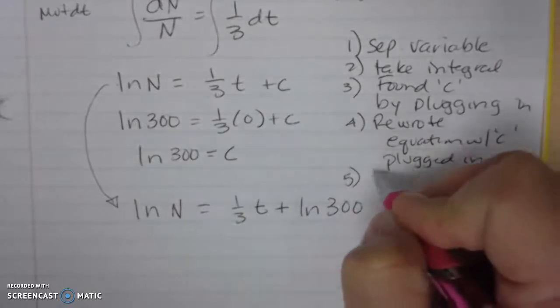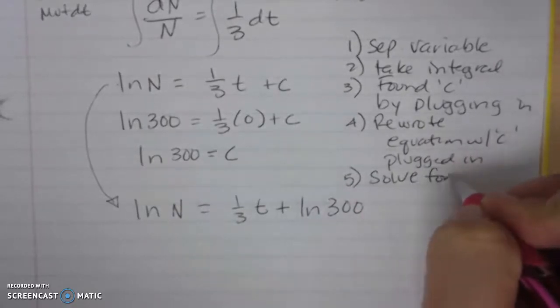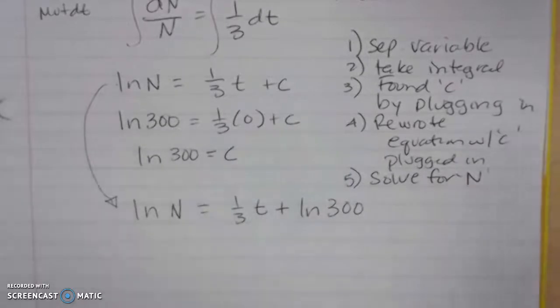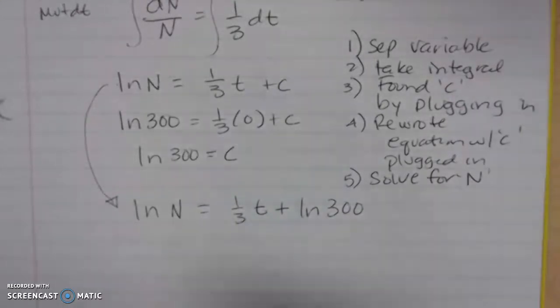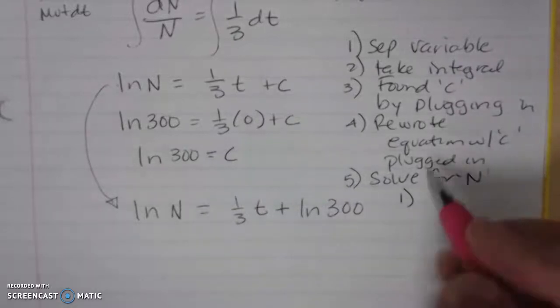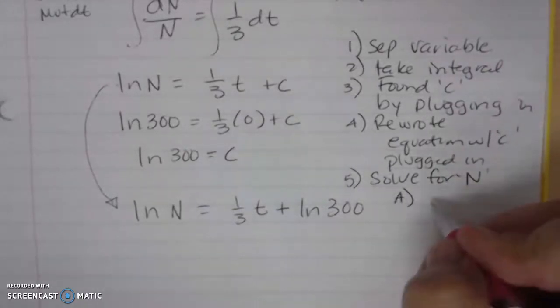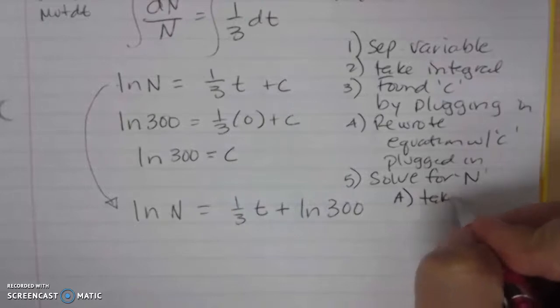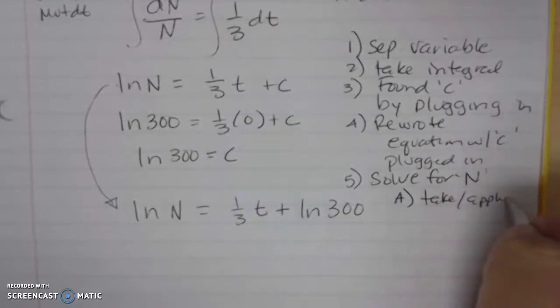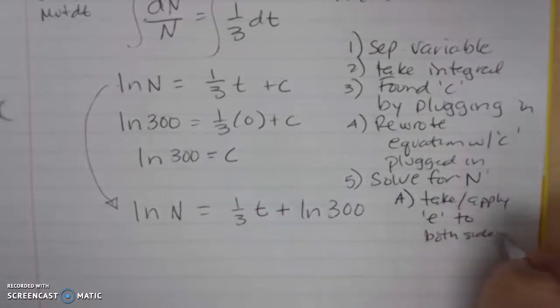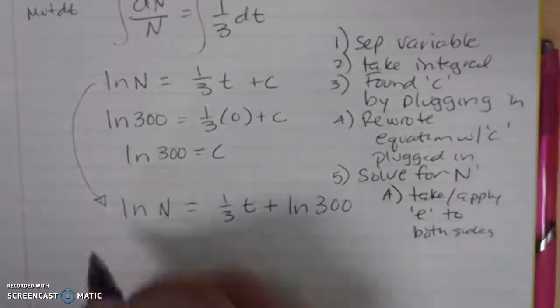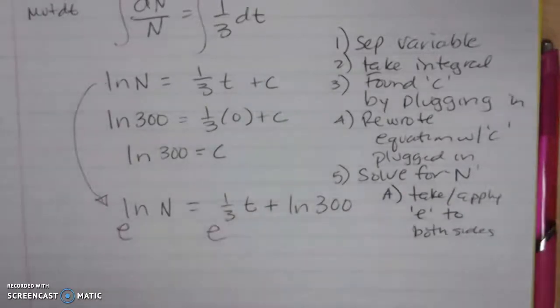Now what we're going to do is solve for N, or whatever variable we're looking for. It just so happens that this equation has an N in it. So how do I get rid of the ln? What we're going to do for solving for N is apply e to both sides. So we're going to take e of this side and e of this side.